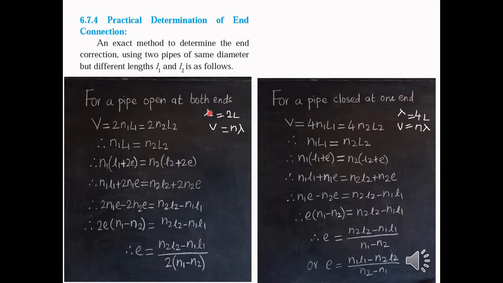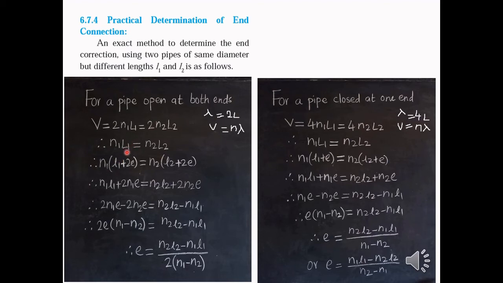We know that in case of a pipe open at both ends, the maximum possible wavelength is twice L in fundamental mode. Let N1 be the frequency and lambda 1 be the wavelength in case of first pipe. And let N2 be the frequency and lambda 2 be the wavelength in case of second pipe. Now as V is equal to N lambda, we can write V is equal to twice N1 L1, which is equal to twice N2 L2. 2 gets cancelled here and we get N1 L1 is equal to N2 L2.